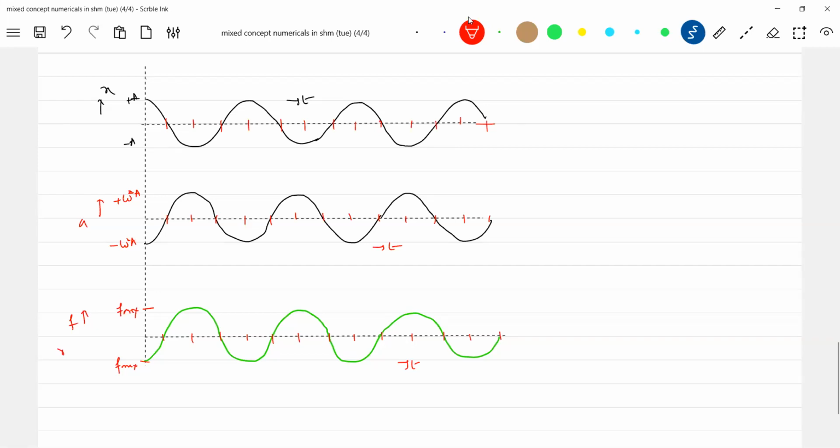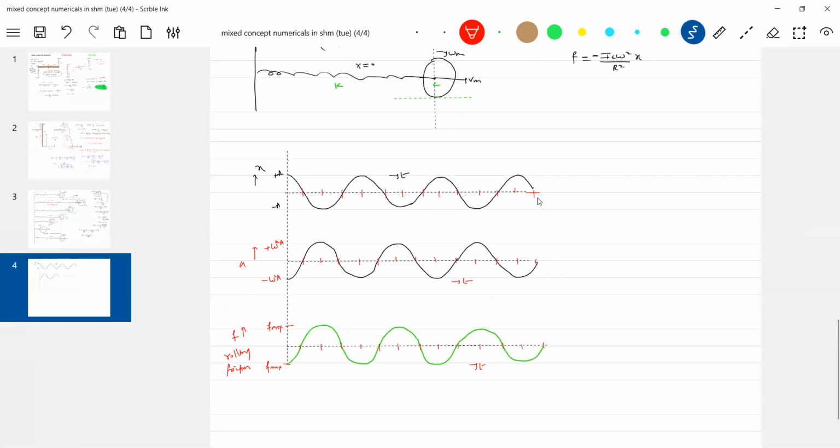So what is this F? Rolling friction. I think it's the first time you come across a graph of friction like this. Now, for any amplitude, will it oscillate? The questions are very important in books. When we have a question, find the time period, everyone will do that.